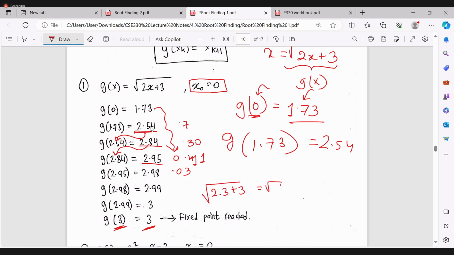Check this, root 9, which is our 3. So when you place 3, you get 3. So we can say that the fixed point has been reached. Fixed point is the other name of root. That means the root has been reached. The value they're replacing is the value that you get.